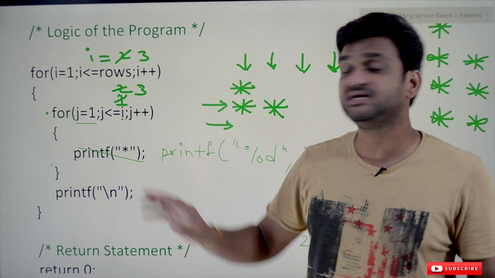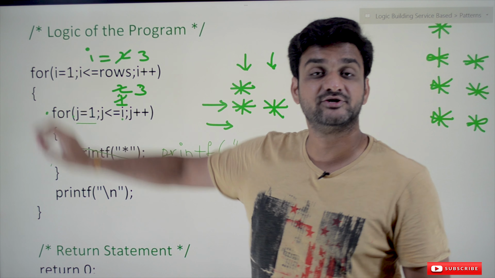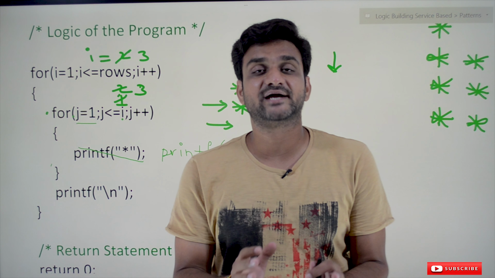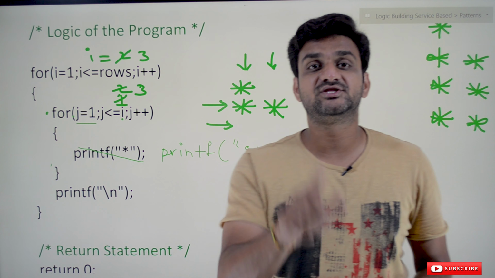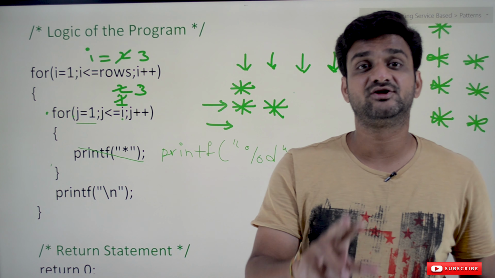Whatever the shape may be, the logic of the half pyramid is these 2 for loops. This point is very, very important to understand. How to practice this is, you try to write the program on your own and try to check whether you are getting the right output or not.